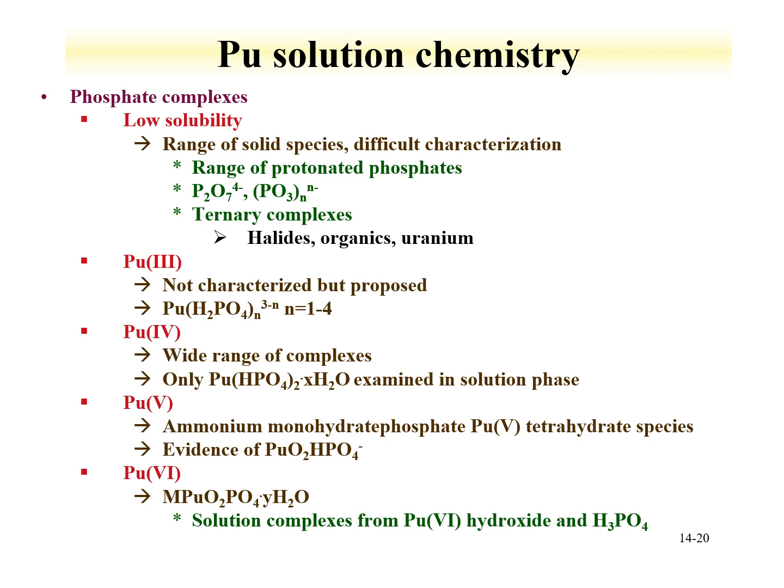Phosphate complexes have extremely low solubility. There's a range of species, so the characterization is difficult. And this has to do with the fact that the ligand is also changing. The phosphate can have a number of different forms. So plutonium-3 has not been characterized, but the compound has been proposed.